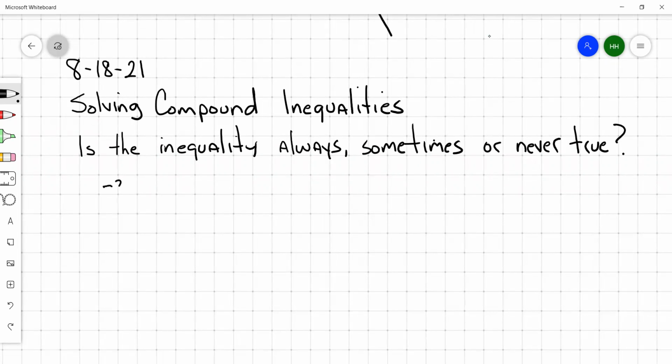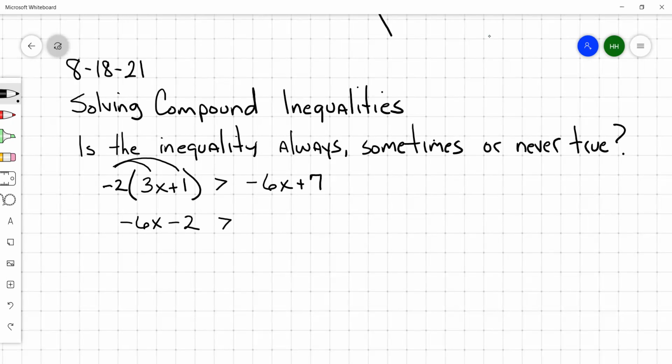So let's take a look at -2 times 3x plus 1 greater than -6x plus 7. All right, so this is another case where we have to do the distributive property to the left-hand side first. So go ahead and distribute that. We got the -2 times the 3x, that's -6x. And then we got -2 times 1, and that's -2. And that's greater than -6x plus 7.